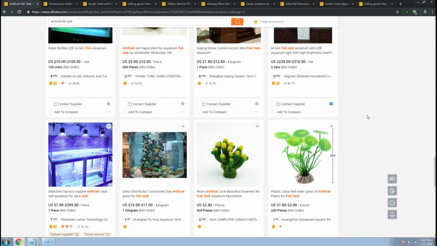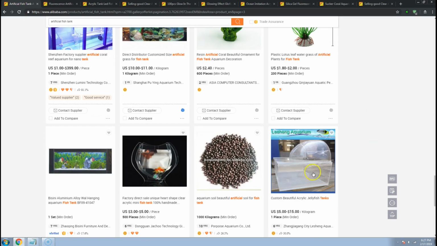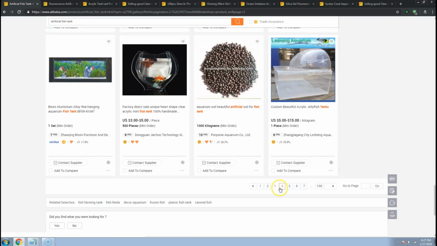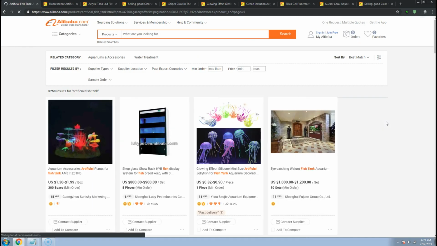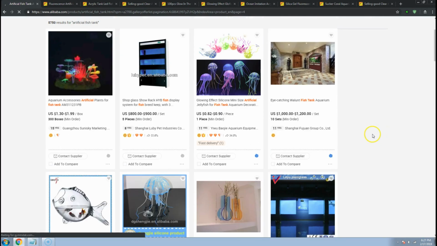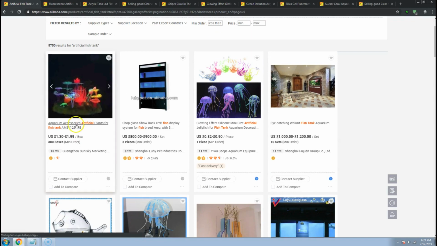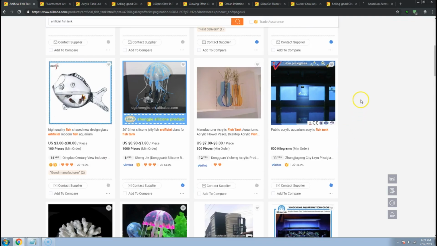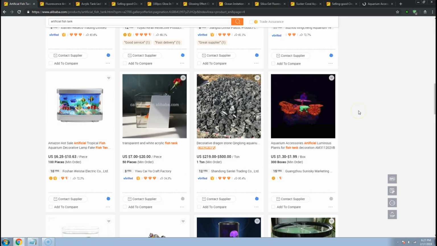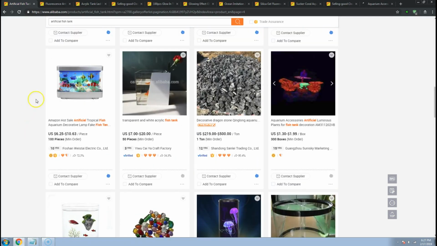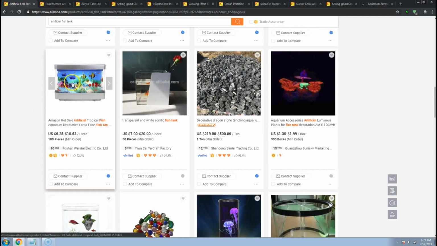And basically what you're doing at this point is you have a supplier that has one component of what you're looking for, and then what you need to do is combine all those components and be able to sell it as one package. Artificial plants. And so you can see right now, it looks like you can find what's selling on Amazon right here.